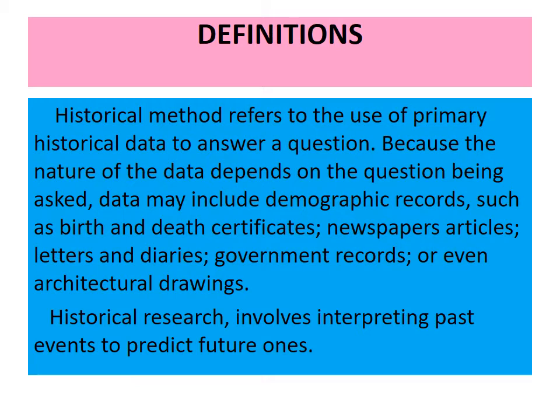Coming to the definitions, the historical method refers to the use of primary historical data. So it's nothing but first-hand information. Here the nature of data depends on the question being asked: demographic records, birth and death certificates, newspaper articles. Whatever information we are gathering directly is first-hand information, from letters, diaries, government records, or even architectural drawings. And historical research involves interpreting past events to predict future ones.